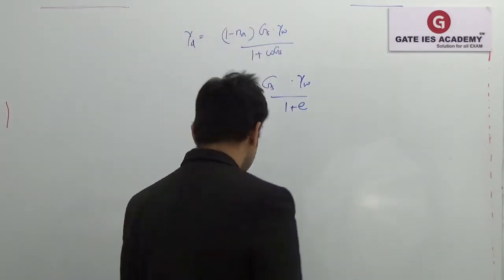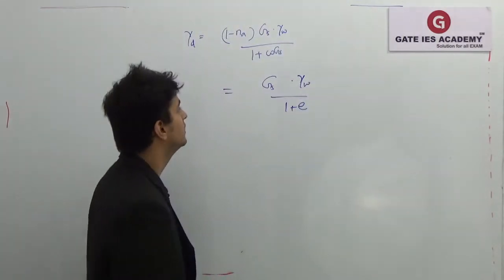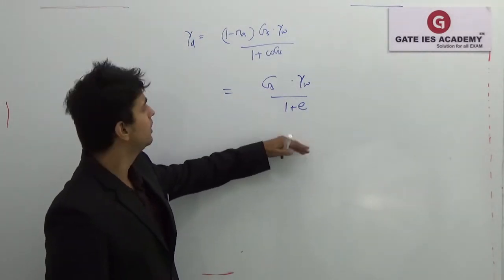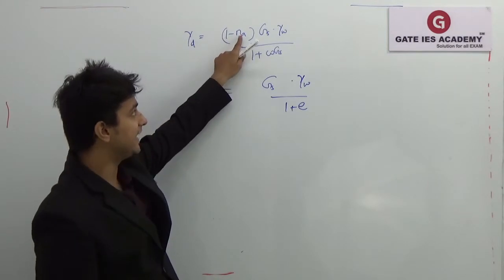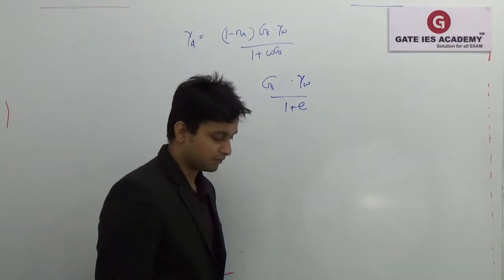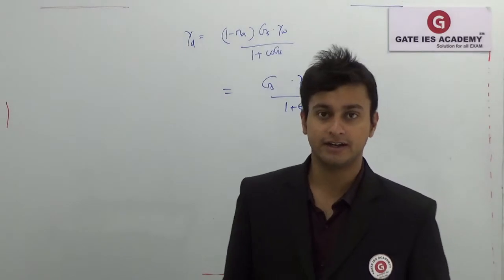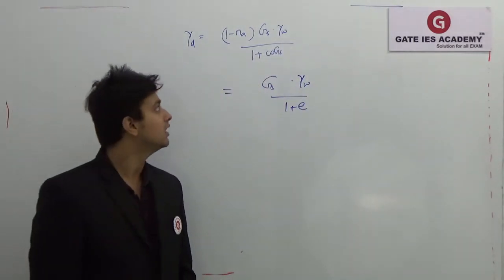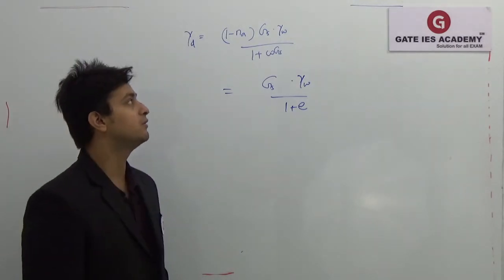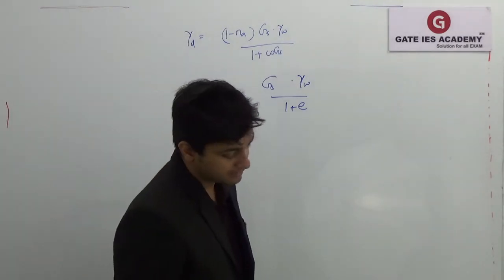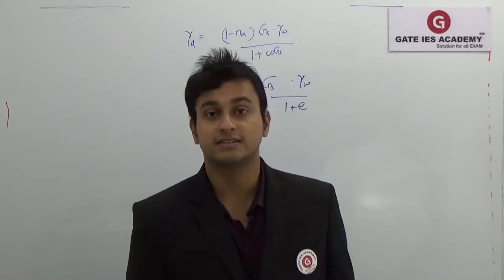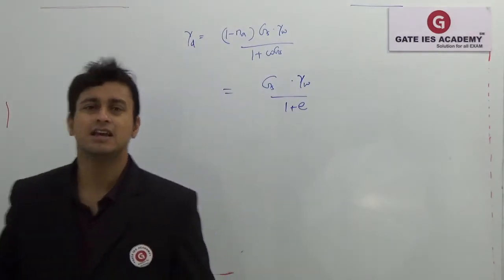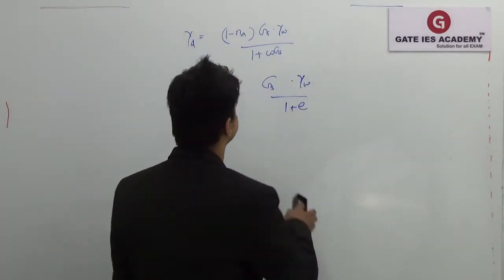Now, the next problem is saying that γd is equal to Gs γw upon 1 + e. This we already know. We have to show it as (1 - na) Gs γw upon 1 + wGs. Na is nothing but what? Percentage air voids, not air content. This is percentage air voids. This is very, very important. You can try this at home and just look to derive this. This is very, very easy. Just try it once. Okay.